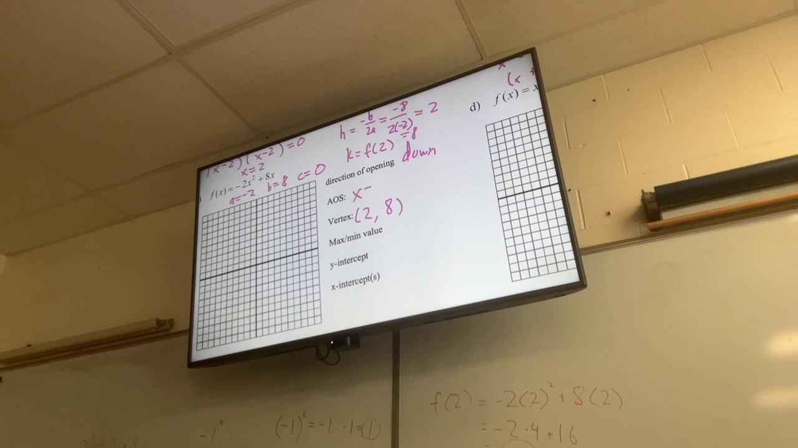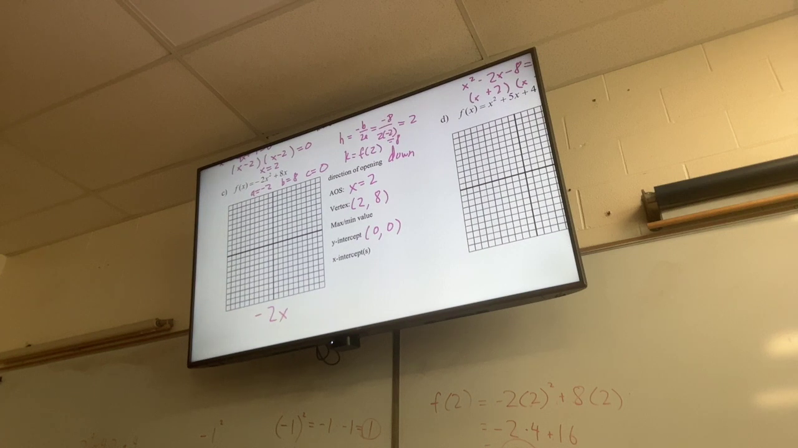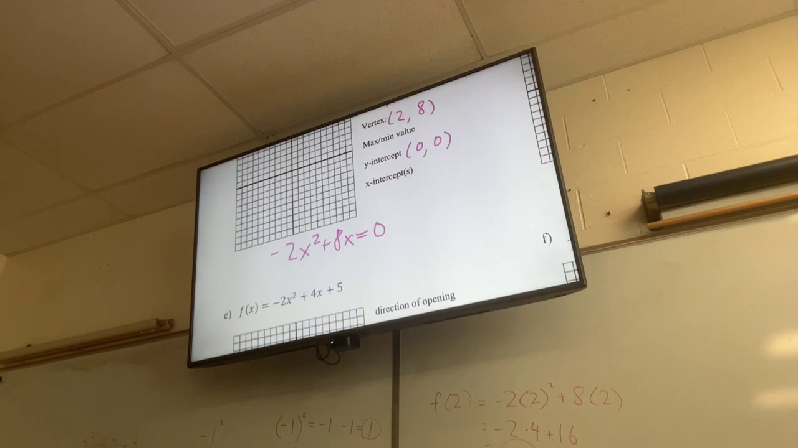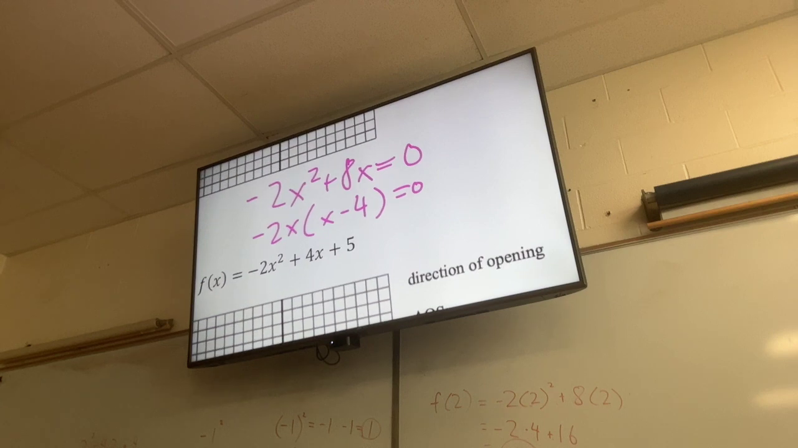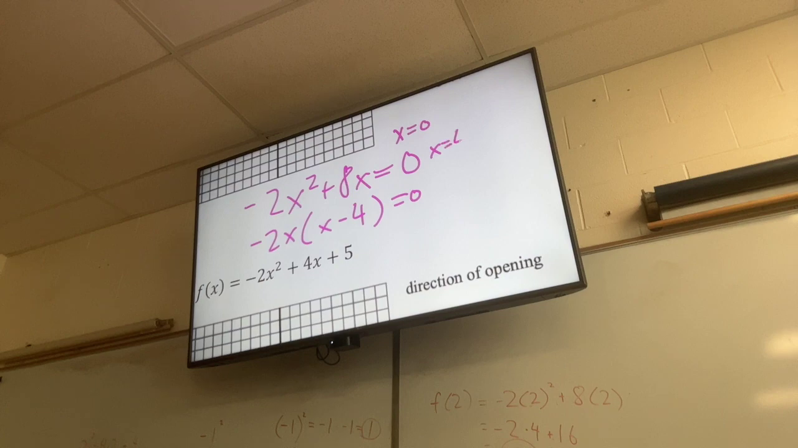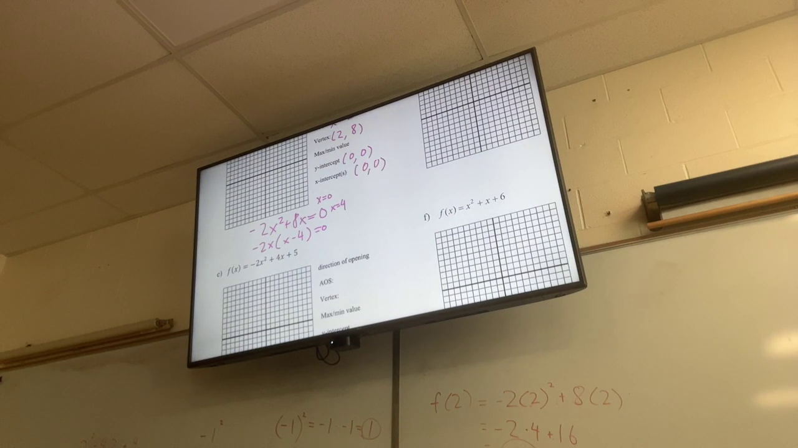So my AOS is x equals 2. What's my y-intercept? 0, 0. How do I find my x-intercepts? Set the whole thing equal to 0 and solve. What's the best way to solve that equation? I'm going to pull out a negative 2x. You can put it in standard form and then factor, however you want. You'll get the right answer. Okay, so my two solutions are x equals 0 and x equals positive 4. So my two x-intercepts are 0, 0 and 4, 0.